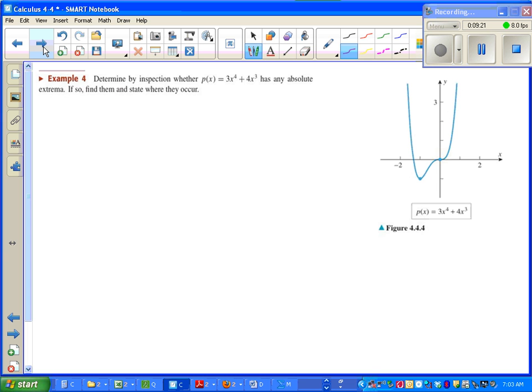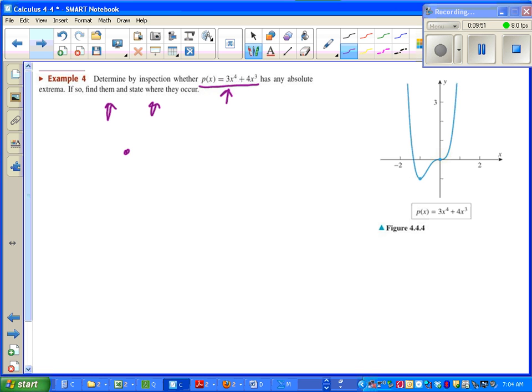Example 4 says, determine by inspection whether this function has any absolute extrema. If so, find them and state where they occur. Before we even do any calculus, we should be able to look at this and decide if it does in fact have absolute extrema. This is a polynomial, even degree, leading coefficient bigger than 0. We should know what that means without looking at the graph to the right. We should know that both arrows are going to go up.